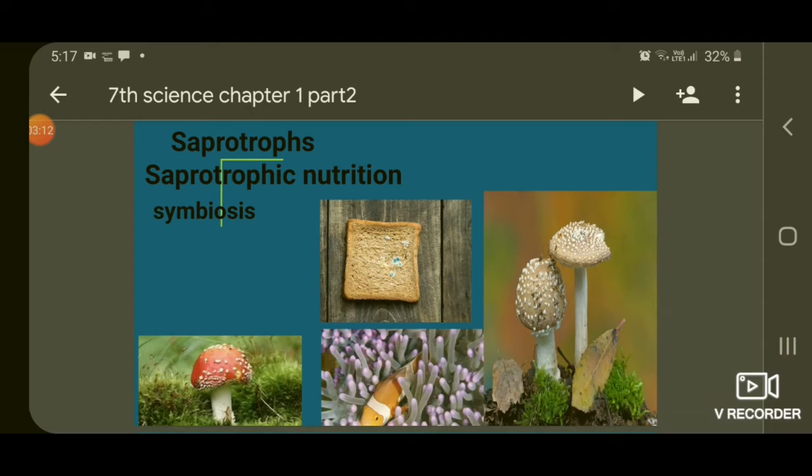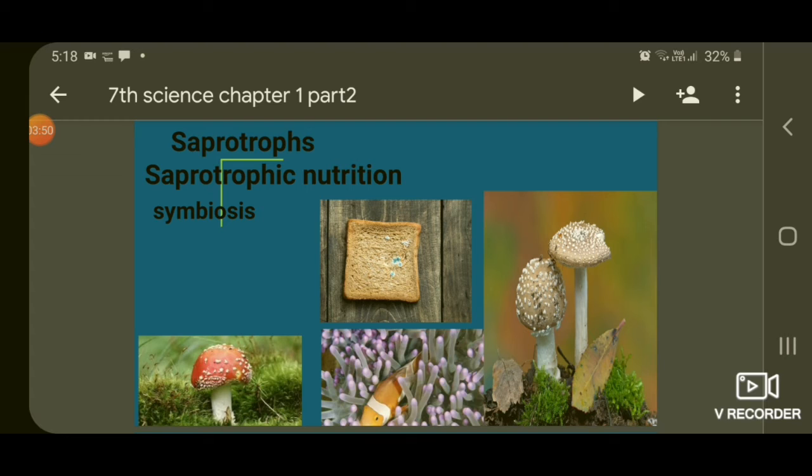If there is humid weather for a long time during the rainy season, they spoil many things. Okay, children, this we call fungi. See here, are you observing, children? What are you observing? Mushroom, bread, fungi growing on the bread. Okay, children, I am going to explain what saprotrophic nutrition is. You are seeing, children, where the mushrooms grow. Mushrooms grow on dead and decaying matter. Okay, children. You are seeing bread is dead. This we call saprotrophic nutrition.